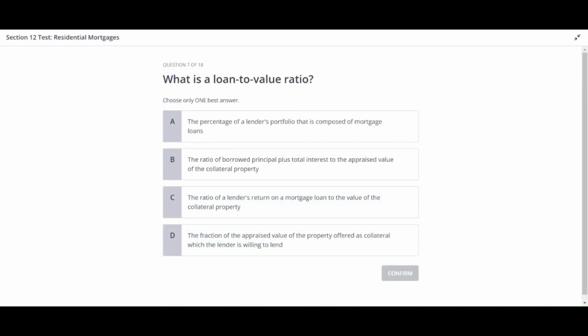Question number 7. What is a loan-to-value ratio? A. The percentage of a lender's portfolio that is composed of mortgage loans. B. The ratio of borrowed principal plus total interest to the appraised value of the collateral property. C. The ratio of a lender's return on a mortgage loan to the value of the collateral property. D. The fraction of the appraised value of the property offered as collateral which the lender is willing to lend. Go ahead and make your selection now.